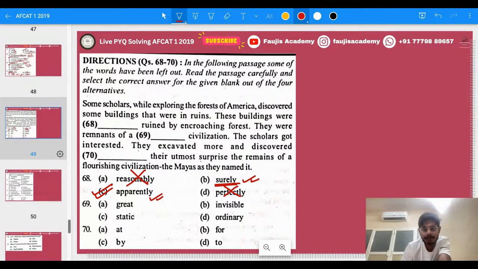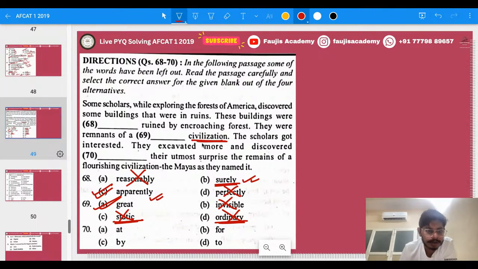Please write down the question number and then the answer. They were remnants of a civilization. Civilizations are great. Civilizations are not ordinary, they are extraordinary. Civilizations are not static either. Civilizations are usually great. The Indus Valley civilization and other civilizations.